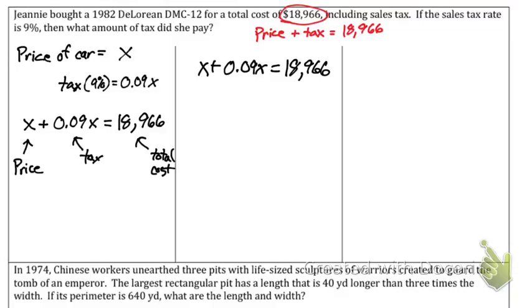All right, then solving this, we need to factor out that x because we have two of them. Yeah, Jack. Is it possible just to add them together to 1.09? Yes.